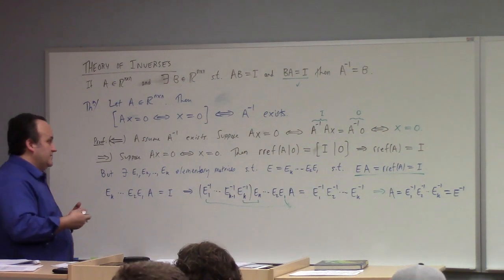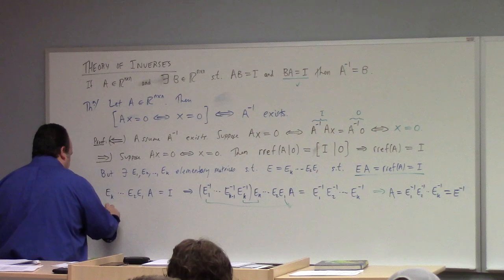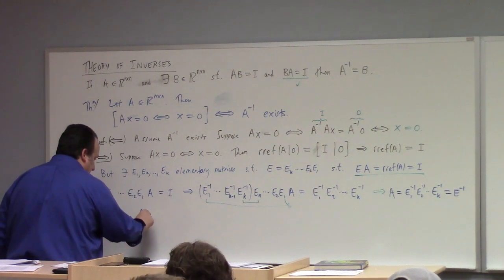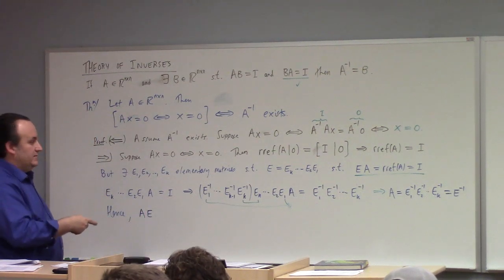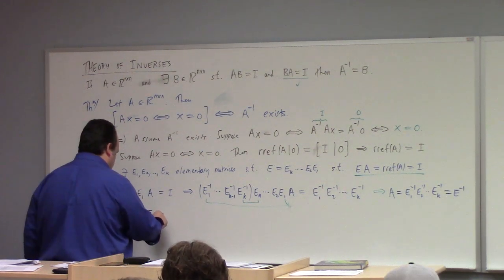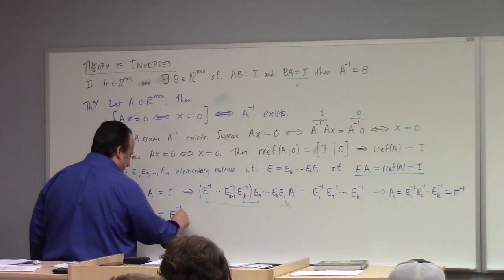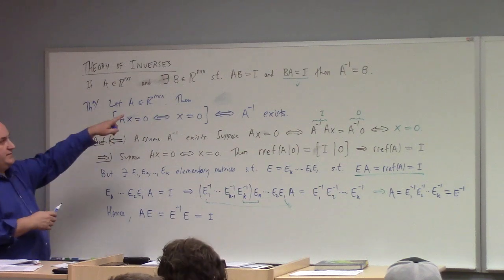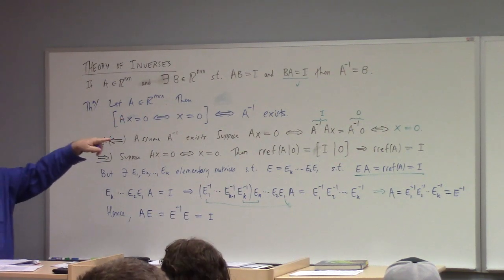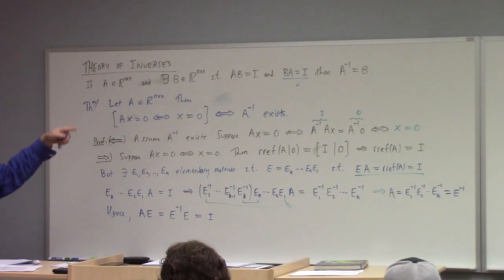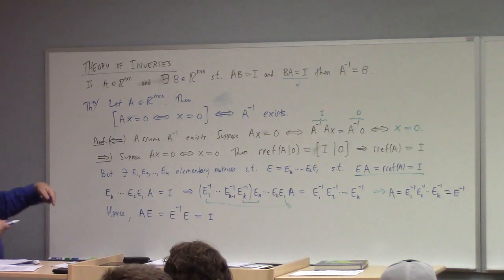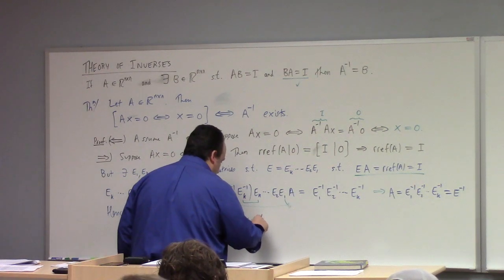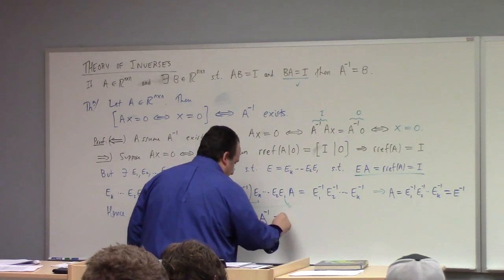So what does this all mean? Well, hence, if we look at AE instead of EA, what does that give us? That gives us E inverse E, which gives us I. So now I have shown that the matrix E satisfies both the equations AB equals I and BA equals I. Thus, A inverse, in fact, is equal to E.